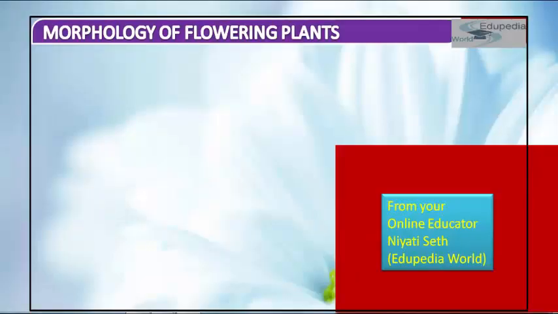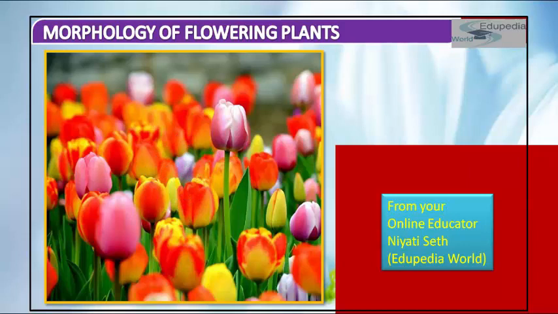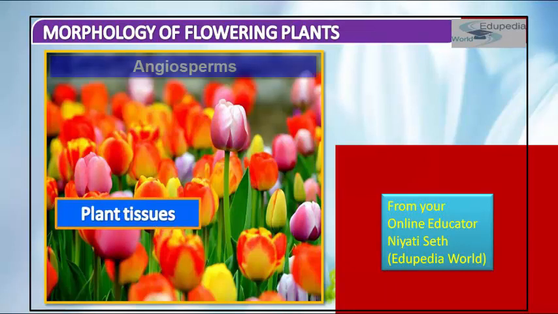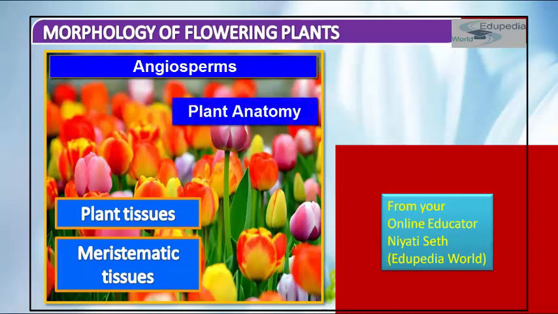Hello students, my name is Niyati Said and thanks for watching Edupedia word videos. My topic for the presentation is the first section of the chapter Anatomy of Flowering Plants. Flowering plants are also known as Angiosperms, students. In this section of the presentation, I'll be explaining the plant anatomy.